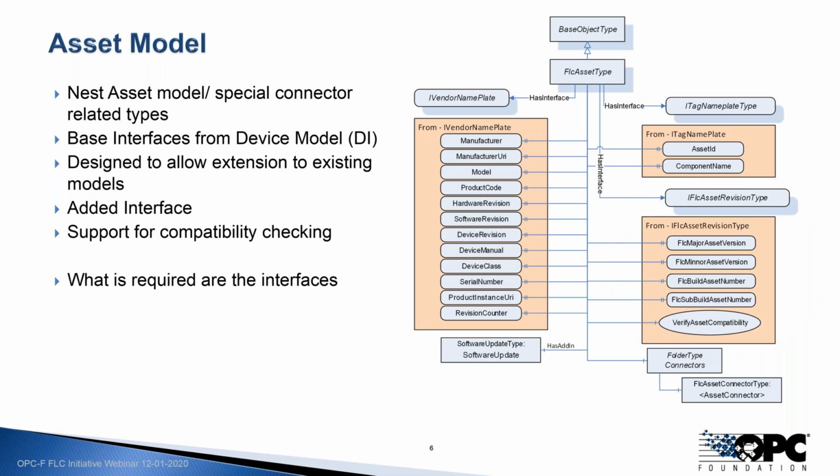So one of the key things we did in this model is that we know that there's a lot of existing OPC information models that define their own assets and their own asset types.